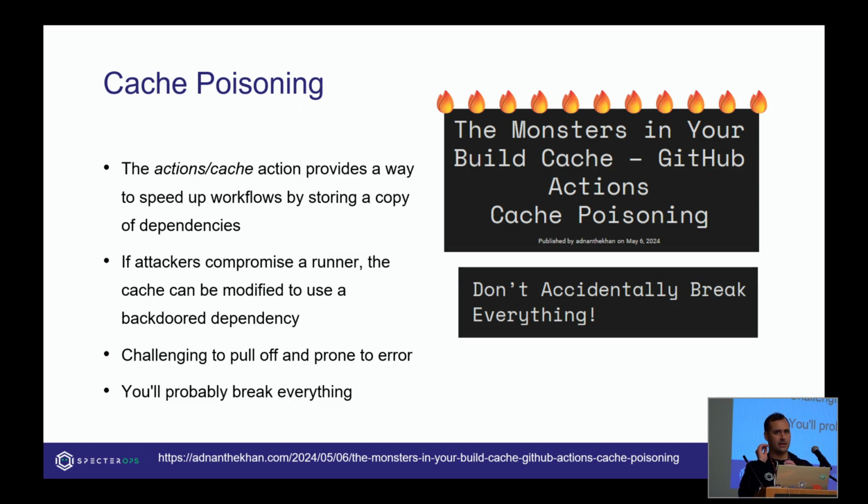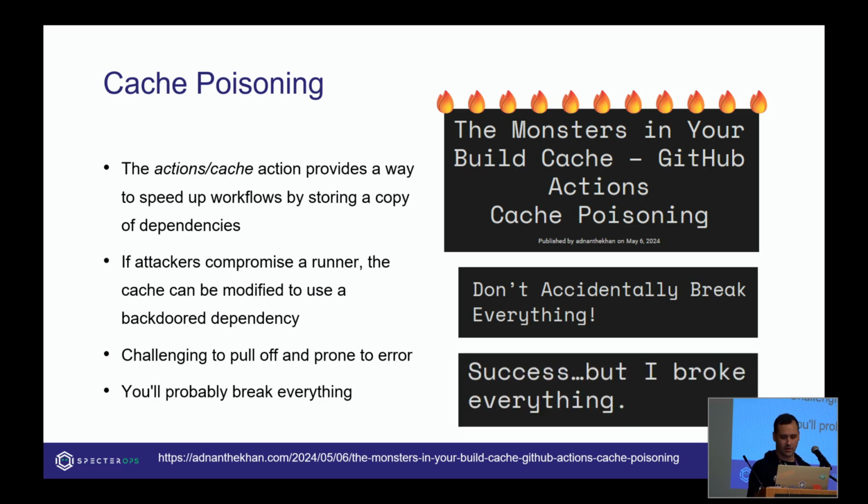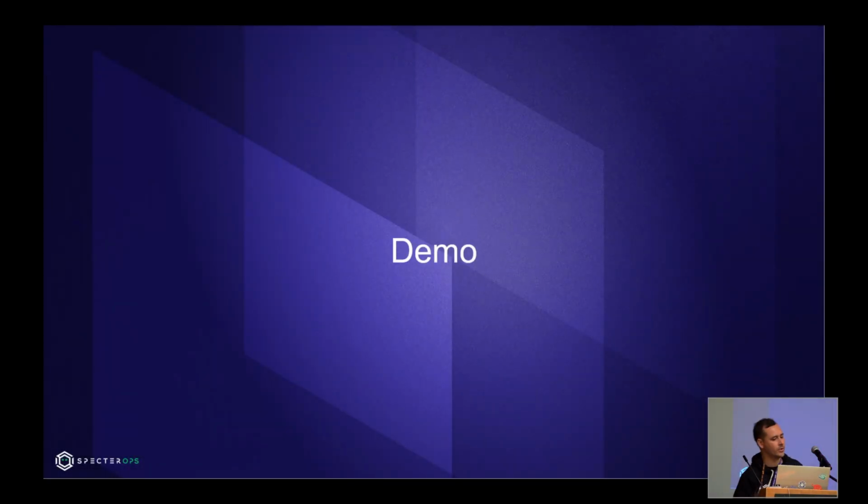So we can potentially inject code into the cache, and we have to fill it up and make sure we overwrite everything that already exists there. That's one of the reasons why it's not really a super viable attack, because trying to upload 10 gigabytes of data, overwriting whatever's already in there, and still being able to put dependencies back there and not break everything, makes it pretty challenging. And if you read this blog post, you'll find he had success, but he broke everything. So yeah, now we're going to do the demo.